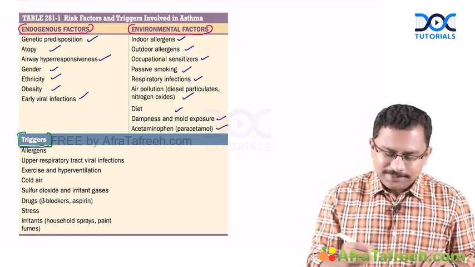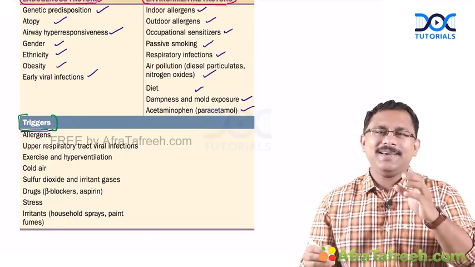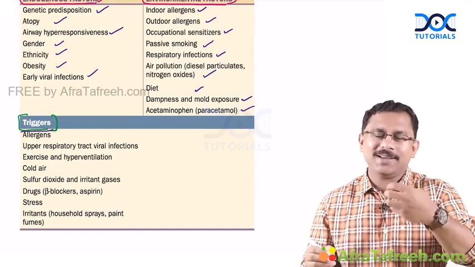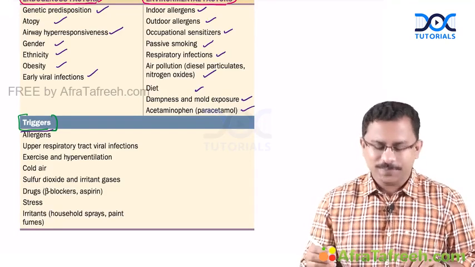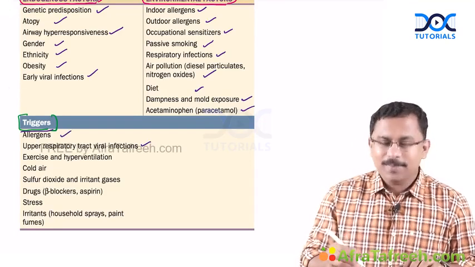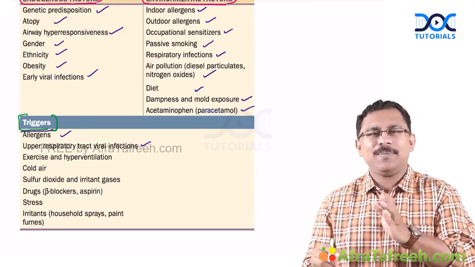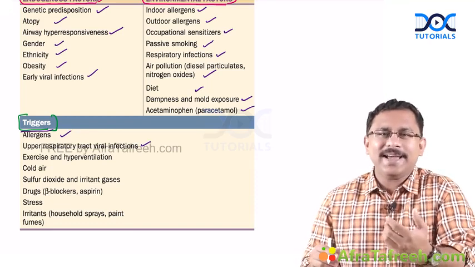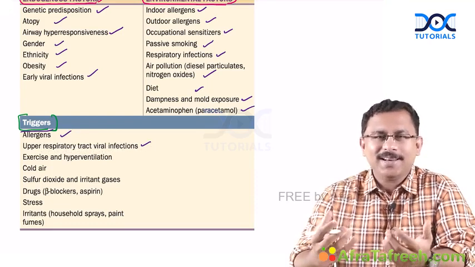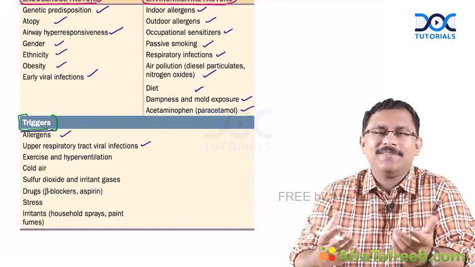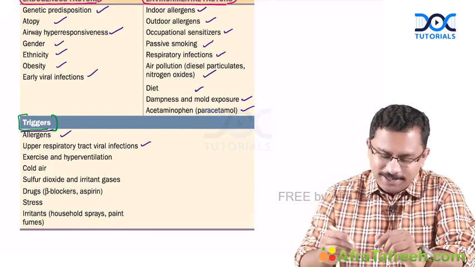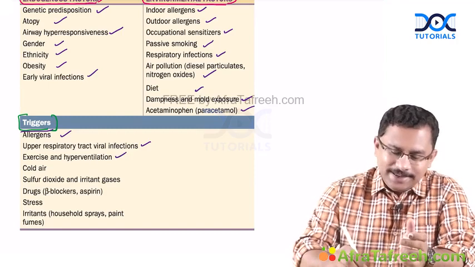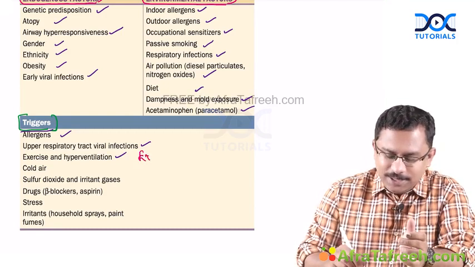And then what are the triggers? By trigger I mean that in somebody who has asthma, exposure to a particular trigger can flare up an episode. Which may be allergens, or an upper respiratory tract infection. For example, if someone has bronchial asthma, when he develops a respiratory tract infection, that infection may serve as a trigger for an asthmatic episode in this individual. Sometimes exercise and hyperventilation. There is an entity by name exercise-induced asthma as well.